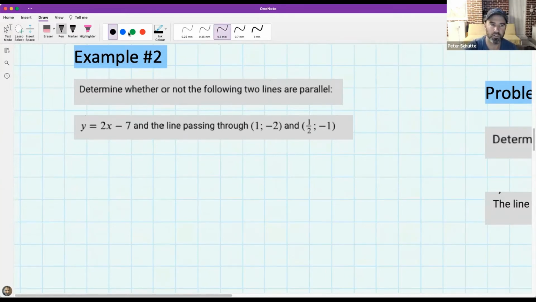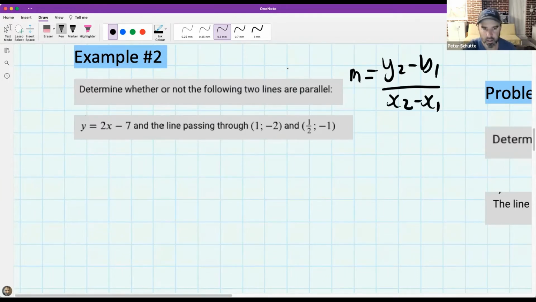What I will give you is the formula for a gradient. The gradient formula, which is given to you on formula sheets. Think about, can you know the gradient of this one? Can you know the gradient of this line? And if you need a hint, then just raise your hand and I will look at the chat. Okay, so let's have a look.